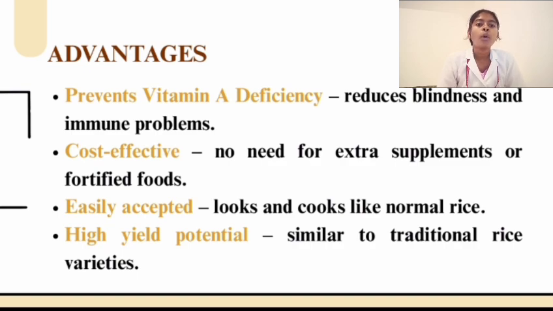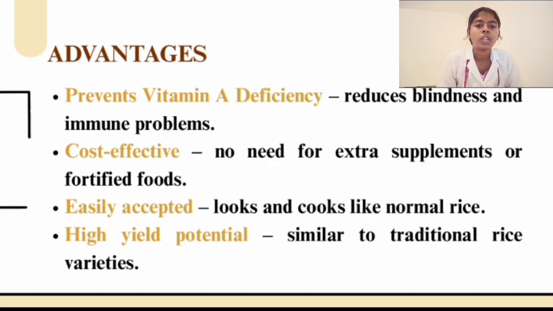Cost-effective solution. Farmers can grow golden rice just like normal rice. People do not need to buy extra supplements or fortified foods. The vitamin A comes naturally from the rice, which makes it easily accepted by people. It looks, cooks, and tastes almost the same as regular rice, so people can eat it in their daily meals without any change in habits.